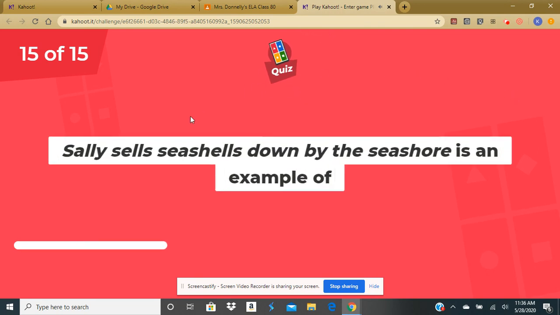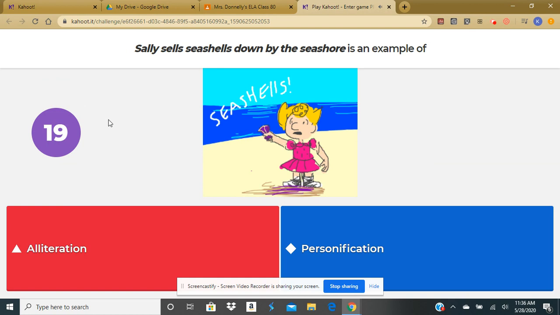This is the last question. Sally sells seashells down by the seashore is an example of. I am seeing a lot of words that start with the letter S and it has the same sound. So if I look at my notes, I can see that alliteration has the same beginning sounds.